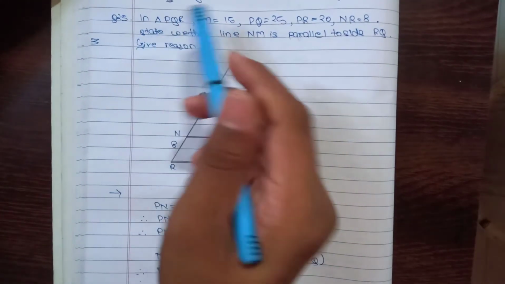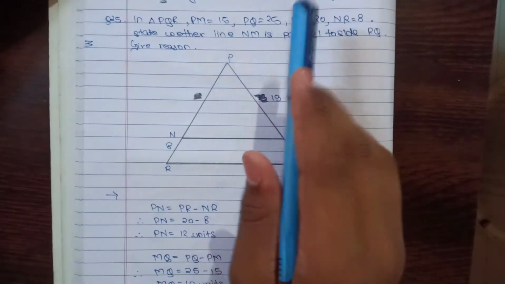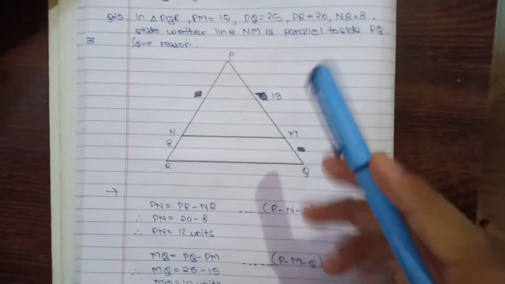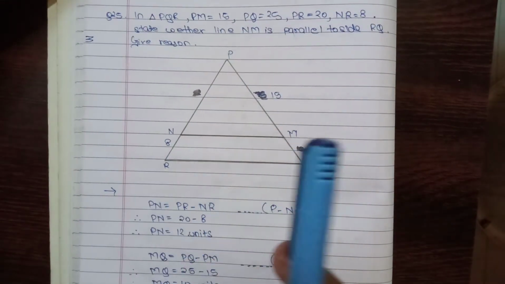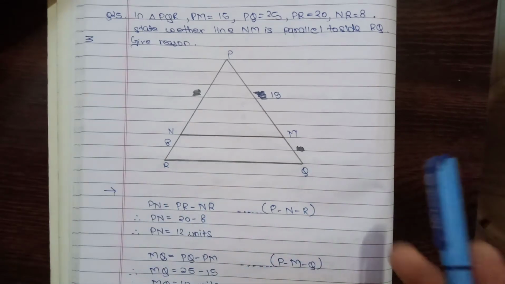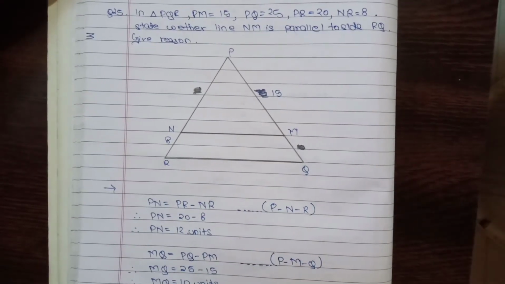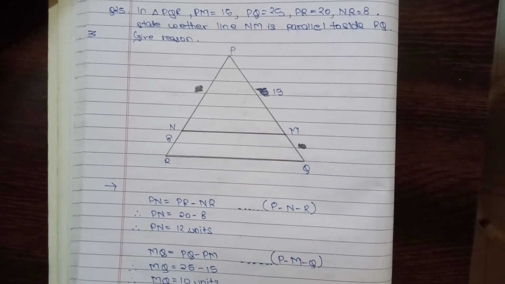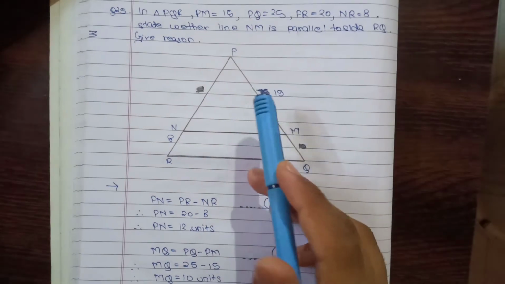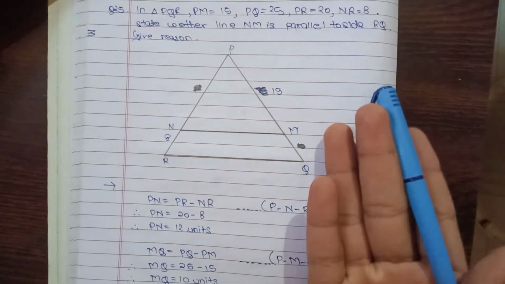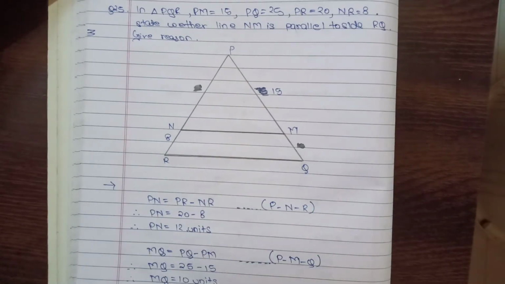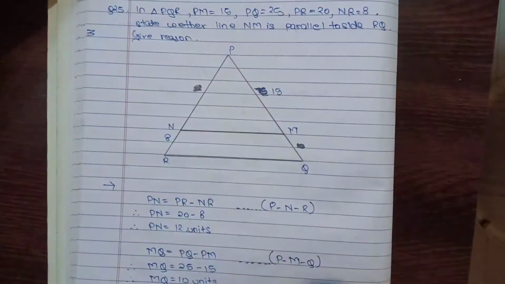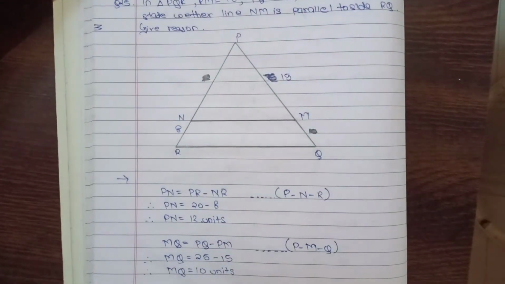First, we have a question: in triangle PQR, PM equals 15 and PQ equals 25, PR equals 20 and NR equals 8. What you have to find is: state whether line NM is parallel to side RQ and give reason. So we have to tell whether line NM is parallel to side RQ or not, and if yes then why. We have to give a reason. So let us begin by solving.